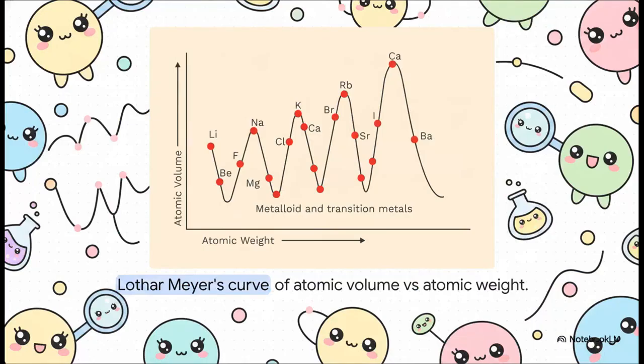Now, what's incredibly fascinating is Lothar Meyer's curve. He decided to plot atomic volume against atomic weight. Rather than just making boring lists, he graphed the data. And suddenly, these striking, visual waves began to appear on the page.